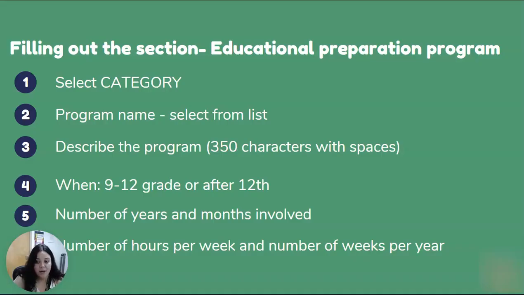The second category is educational preparation program. Here again, you have to select the category for educational preparation program. You actually have to select the educational preparation program from a list. So here you cannot enter your own program. You have to select it from a list provided to you by the UC. Then you move forward and describe the program. You explain when you participated in the program, how many years you've been involved, how many months out of the year, how many hours per week, and how many weeks per year you've been involved in this educational preparation program.